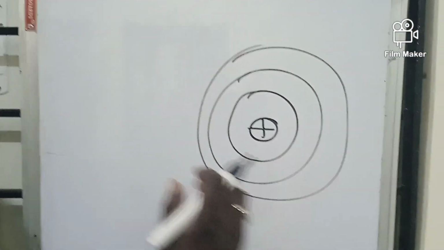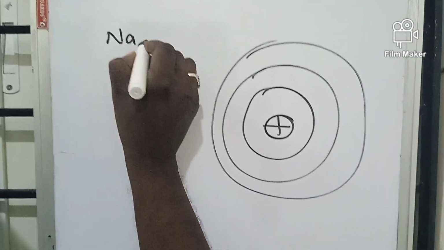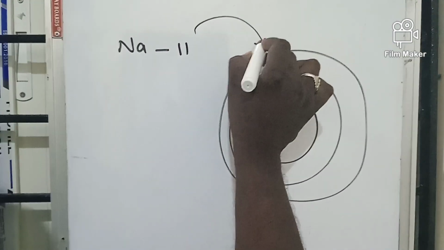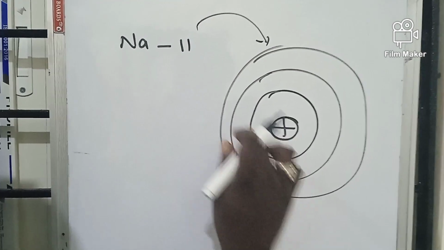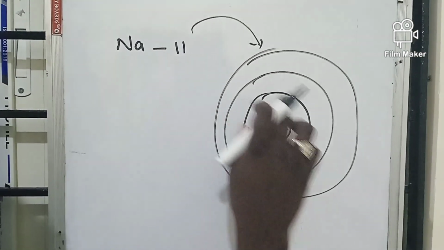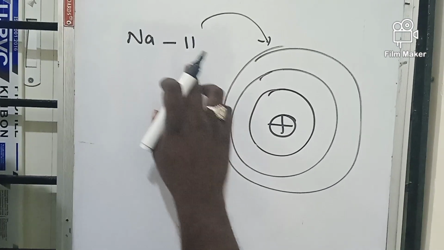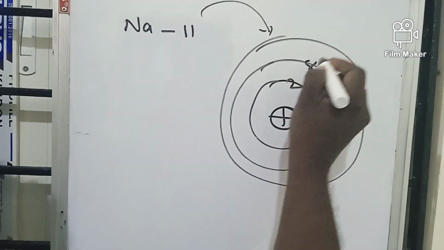And electrons, for example, sodium is there. It is having 11 electrons. How are these electrons arranged in these shells? In first shell, how many electrons will be? In second shell, how many electrons will be? In third shell, how many electrons will be? Among 11, first shell 2, second shell 8, third shell 1.